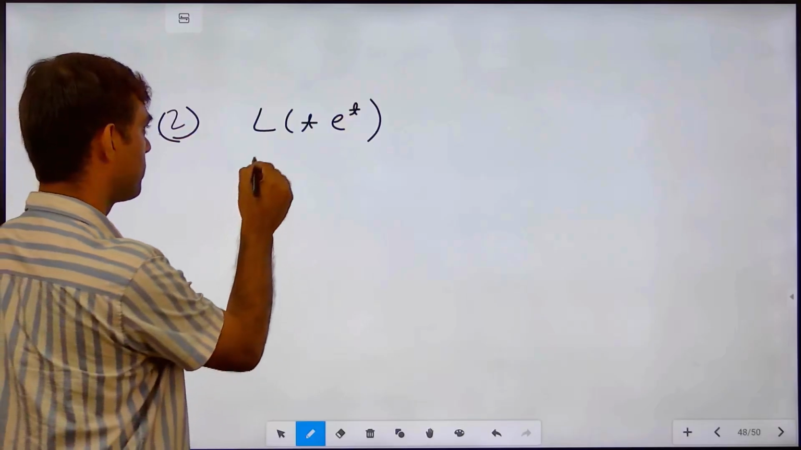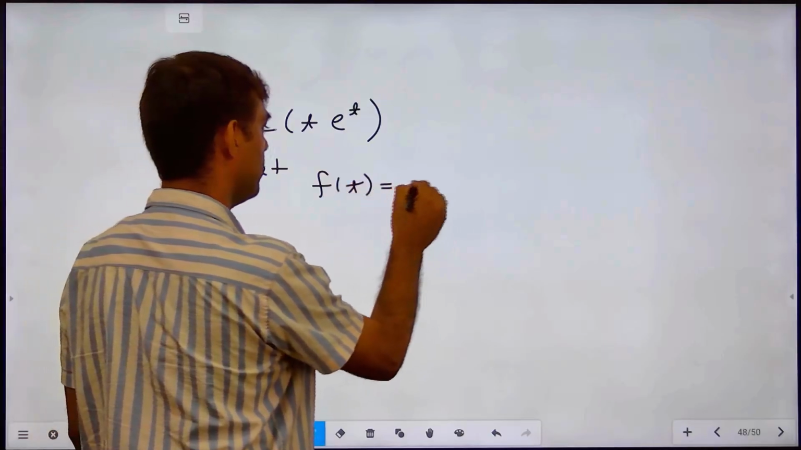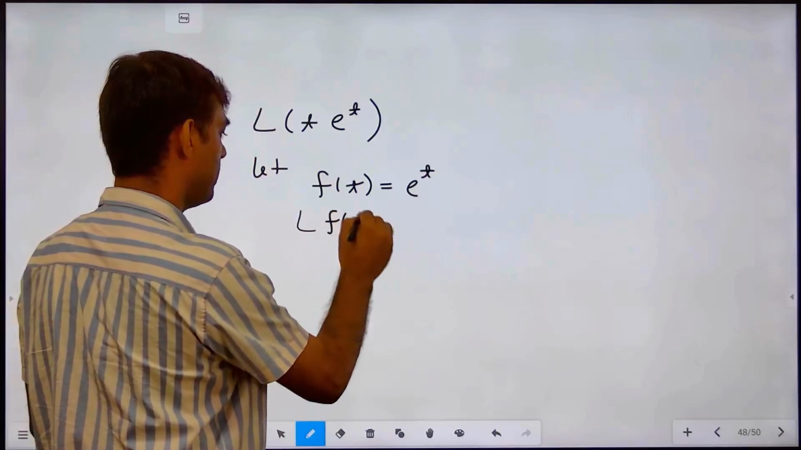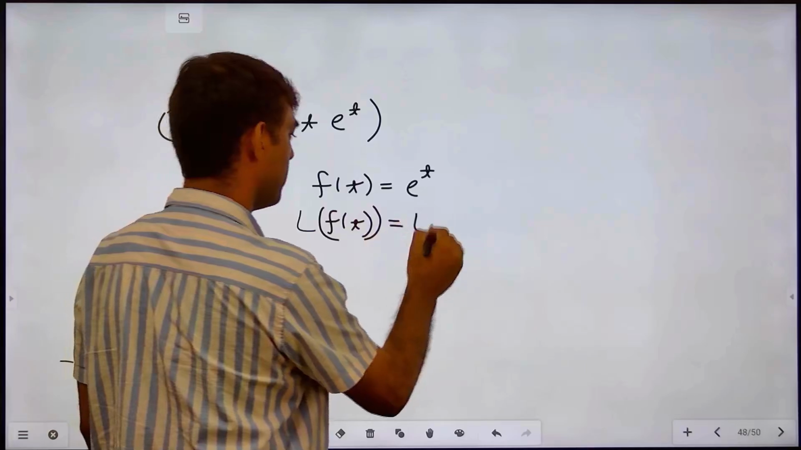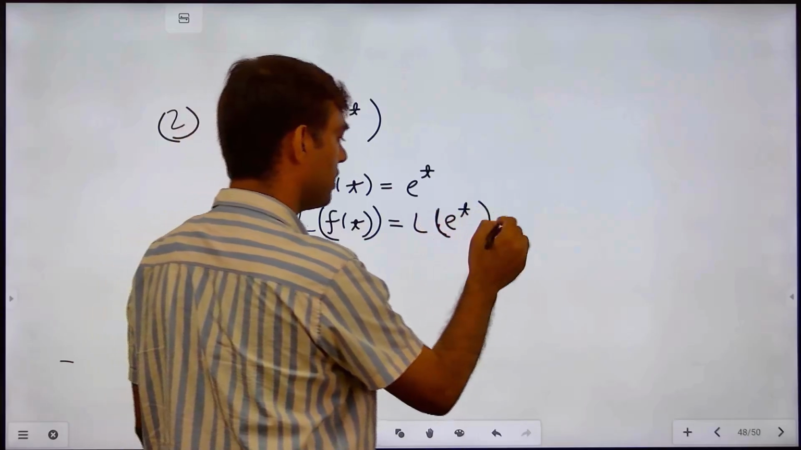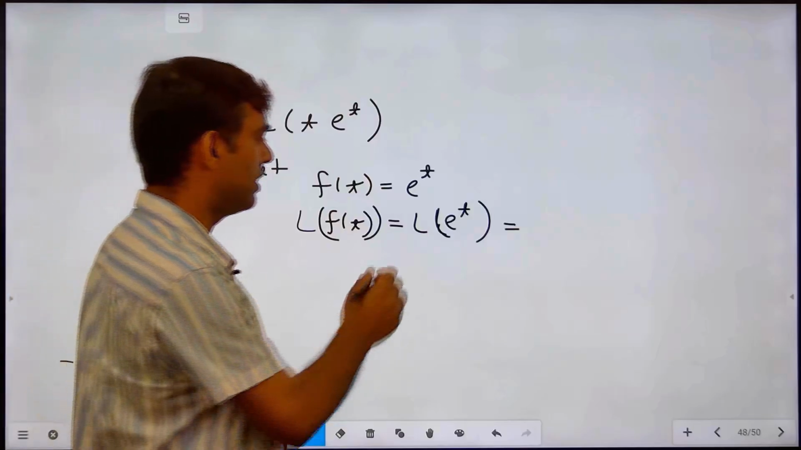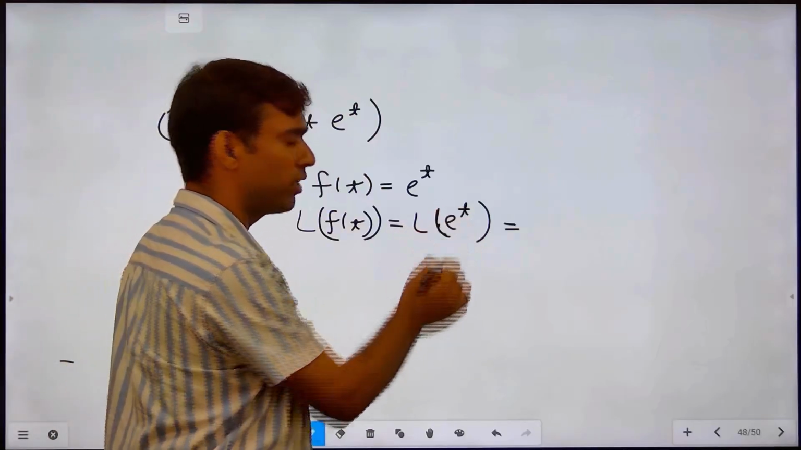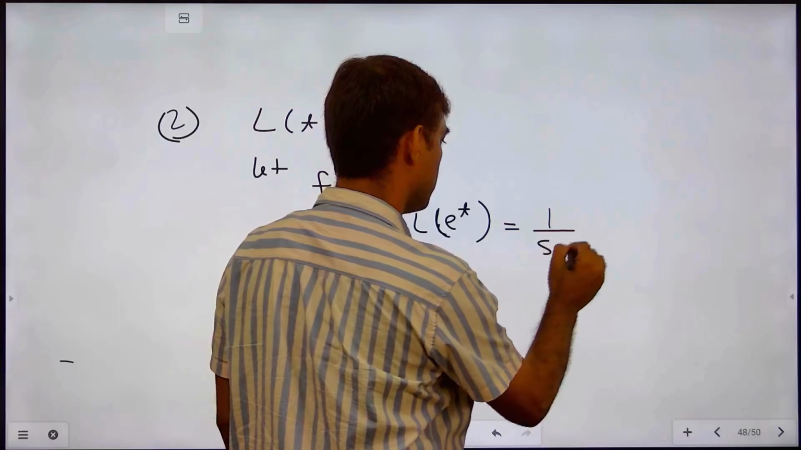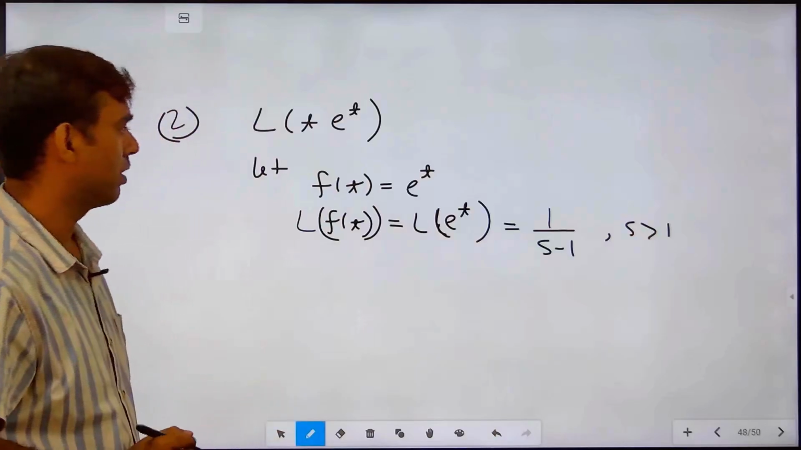Here let f(t) equal e to the power t, and the Laplace transform of f(t) equals the Laplace transform of e to the power t. And again by the Laplace transform for an elementary function, the Laplace transform for e to the power at is 1 upon s minus a. So this becomes 1 upon s minus 1, here s is greater than 1.